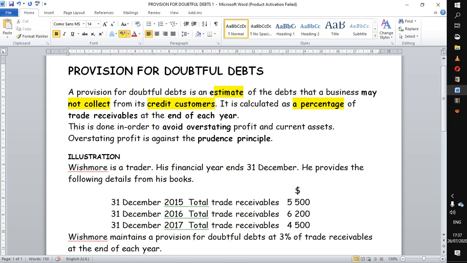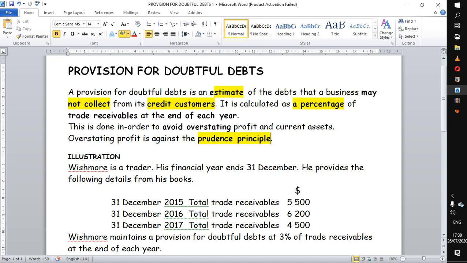And this is done according to the principle of prudence, which says that profit should not be overstated by anticipating the revenue that may not be received when some of the debts become bad. And also it means some current assets may be overstated. So in order to avoid overstating current assets, a business creates a provision for doubtful debts.